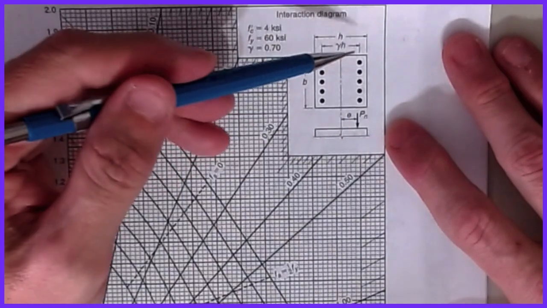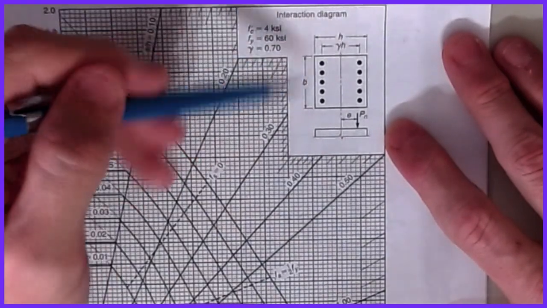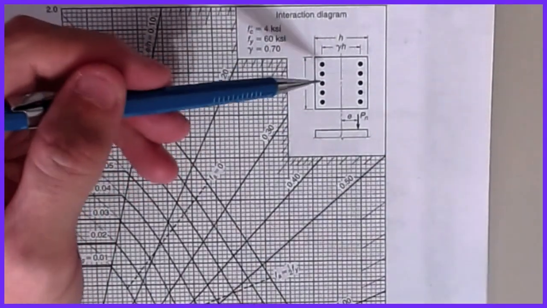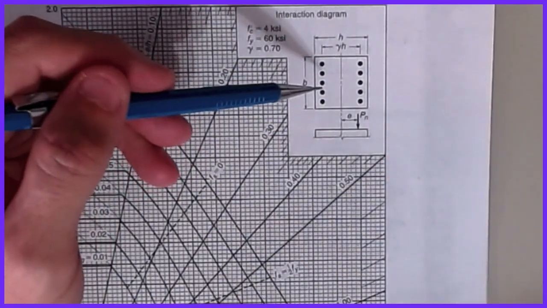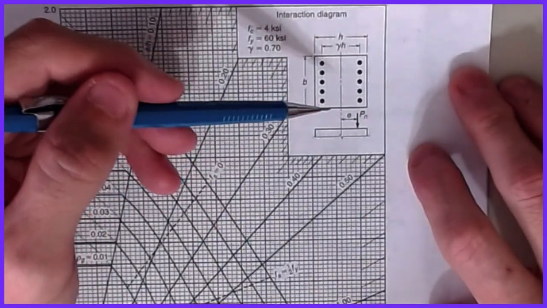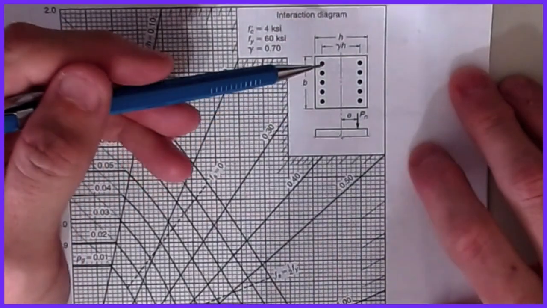There is another one that is for steel equally spread around the cross section. I don't have that one in this video, but just be aware there are also interaction diagrams for round columns and a whole wide variety of different resources that we have.